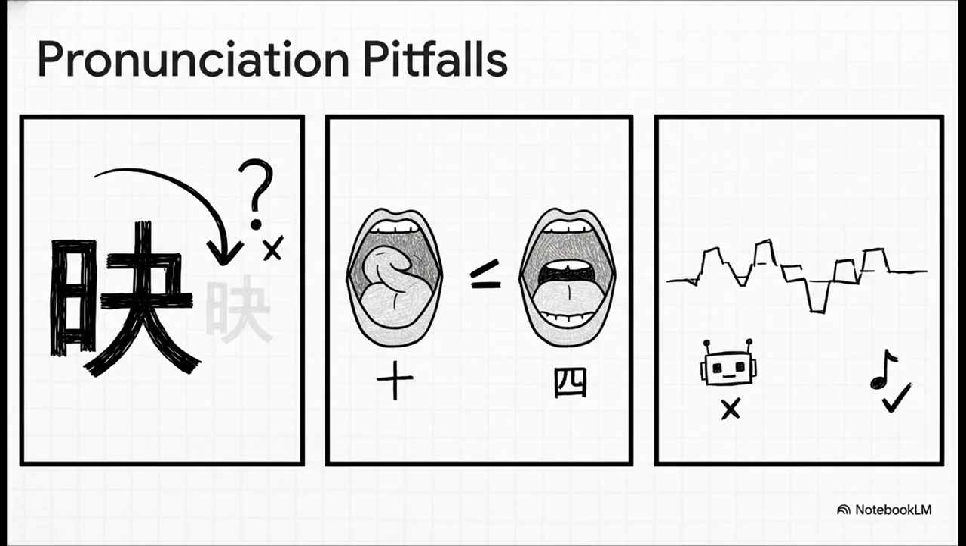Second, a lot of learners confuse the initial sounds sh and si. For sh, 10, the tip of your tongue needs to curl back just a little bit. For si, 4, it stays flat right behind your teeth. The difference between 10 and 4 is pretty significant, right? And finally, try to avoid a choppy robotic rhythm. Listen to how native speakers talk. There's a natural linkage and flow between the syllables.